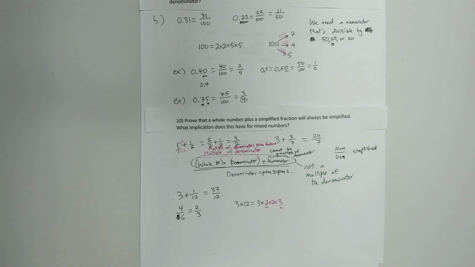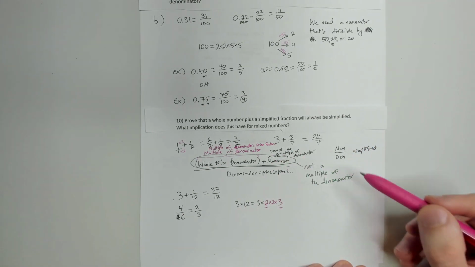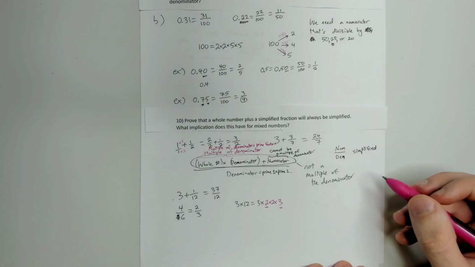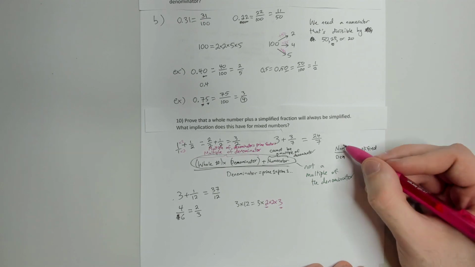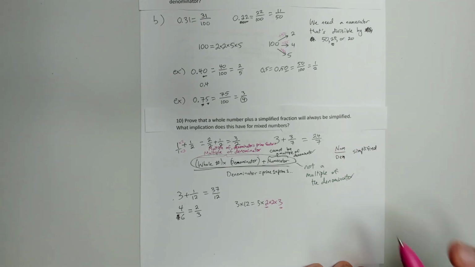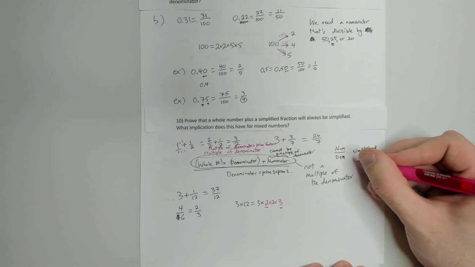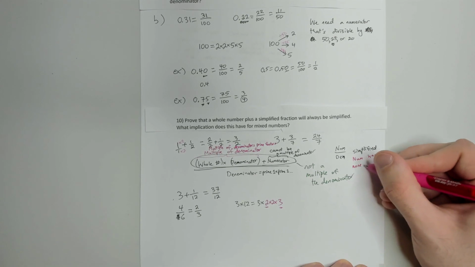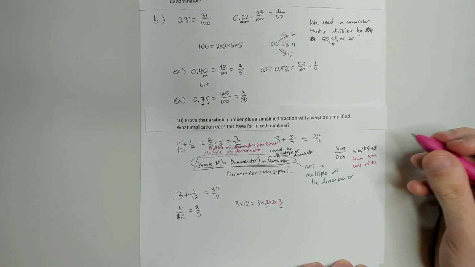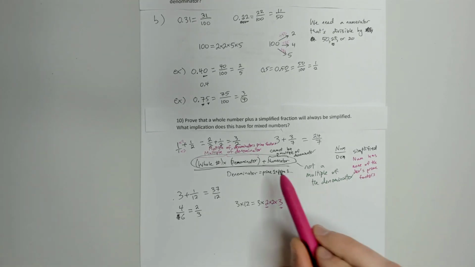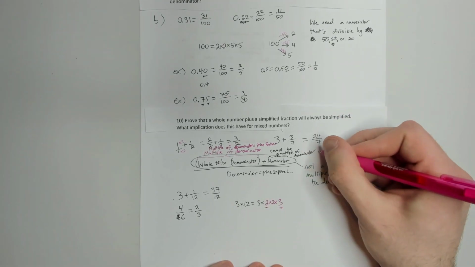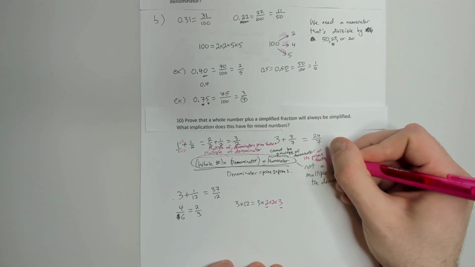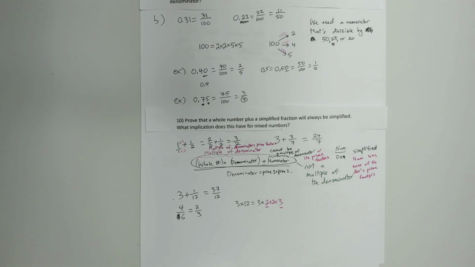And now we're going to do something very similar to our previous reasoning. Since the fraction is simplified, the numerator has no common factors with the denominator. So none of the denominator's prime factors are in the numerator's prime factorization, right? That's what it means to be coprime. So since it's simplified, the numerator has none of the denominator's prime factors, which means the numerator can't be a multiple of the denominator or its prime factors. And some of you may see where I'm going with this.